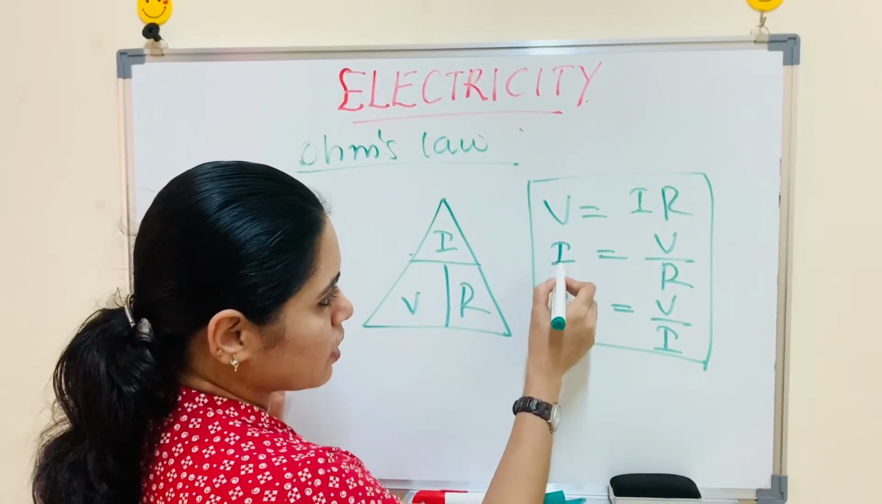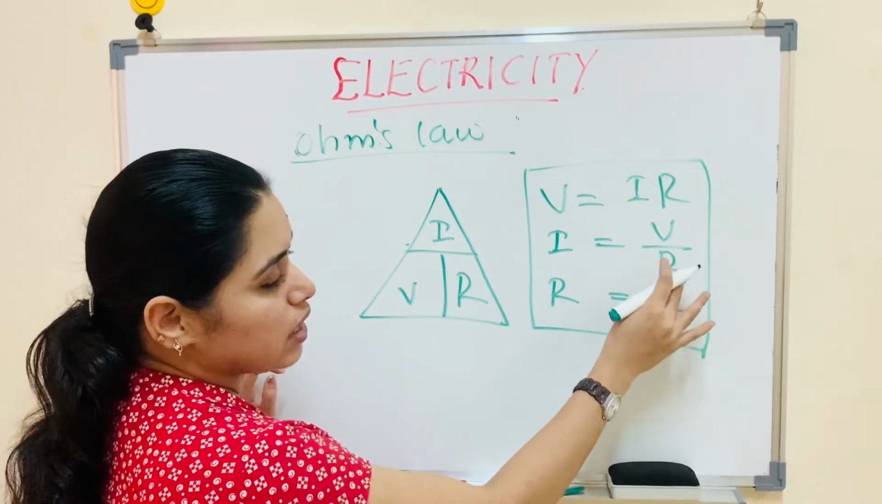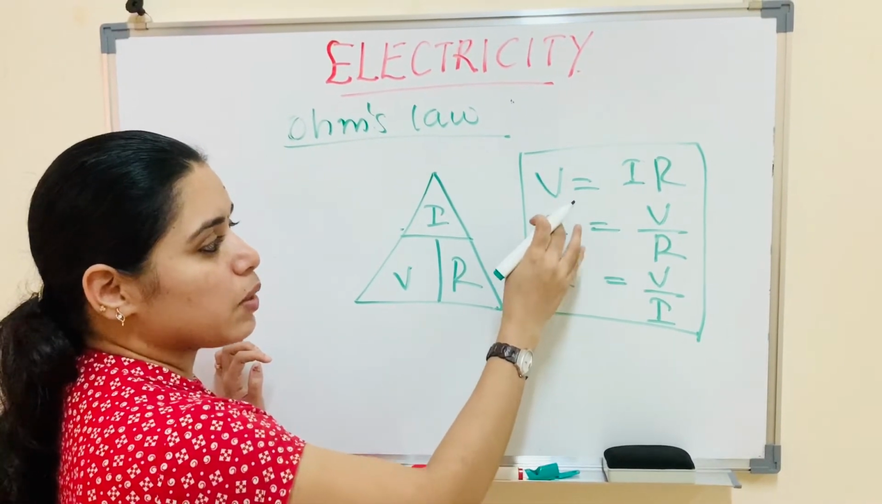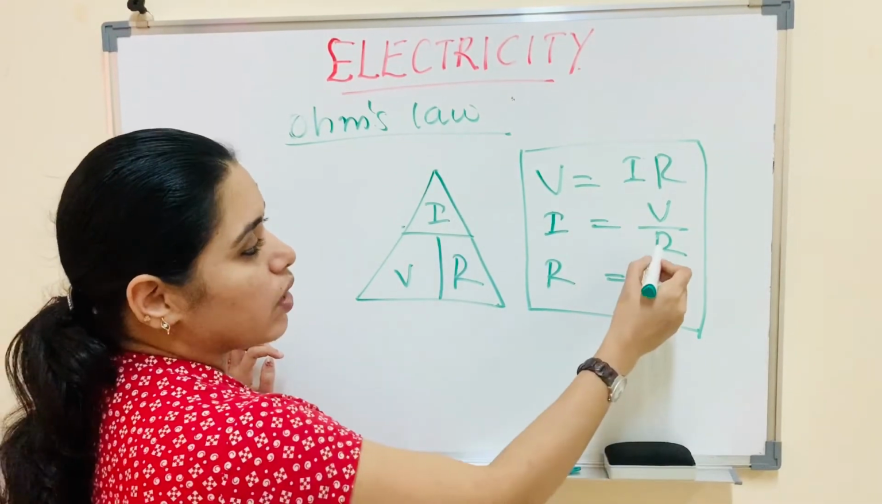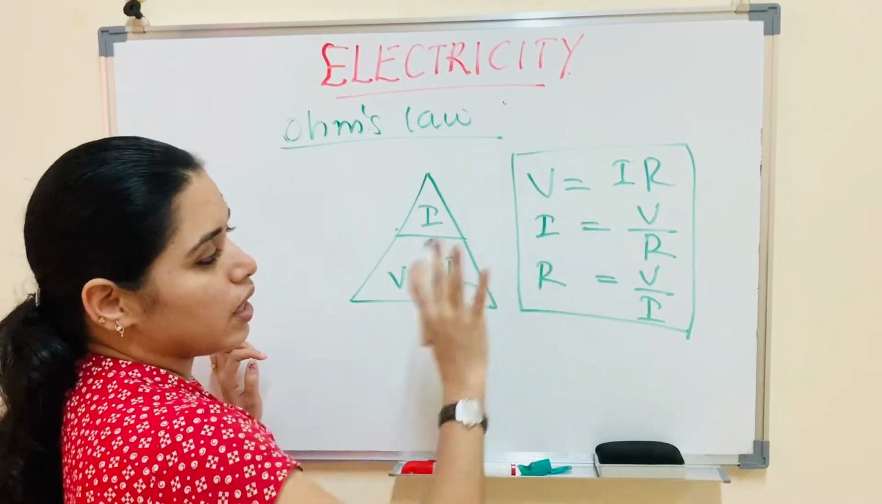From the second equation it is clear that I is inversely proportional to R. That is, if the resistance R is increasing, then of course the current I will be decreased. That is, if resistance becomes double, then the current I becomes half.